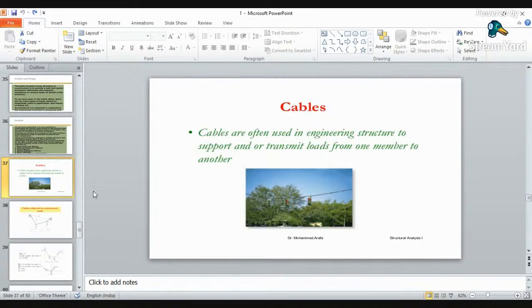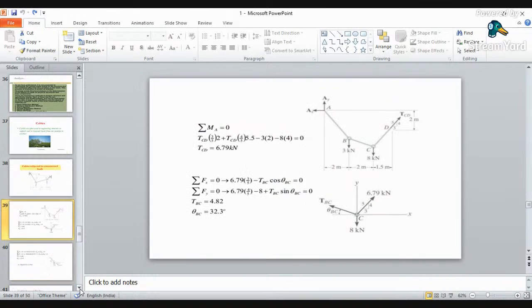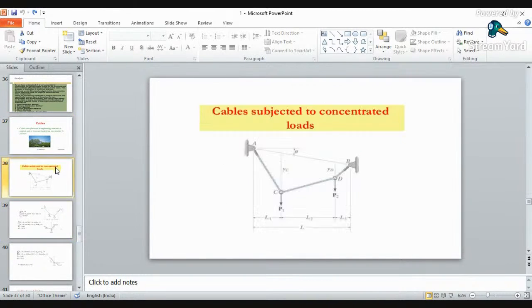Then there are cables. Cables are often used in engineering structures to support and to transmit load from one member to another member. Everyone has seen cables. Where have we seen cables? Transmission cables are there. Then cables are in bridges, then in flyovers. At Ramjhula, it is a suspension type of bridge, is it? You may have seen cable over there.